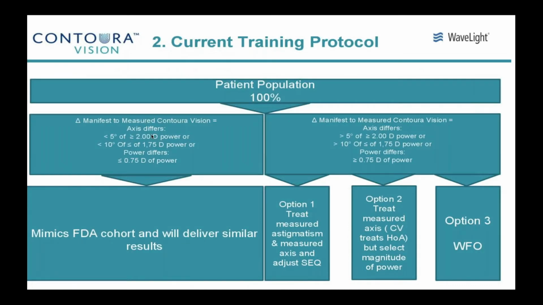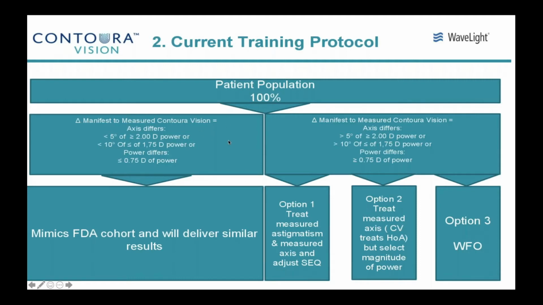Well, it turns out that for the FDA study, before a patient was allowed in, Alcon had 3 separate cornea specialists look at the topography and make sure every cornea's topography was absolutely perfect, that there were no abnormalities there. And when you take a perfect cornea, what you find is that the patient's manifest astigmatism is going to be very similar to what is measured on the anterior cornea.